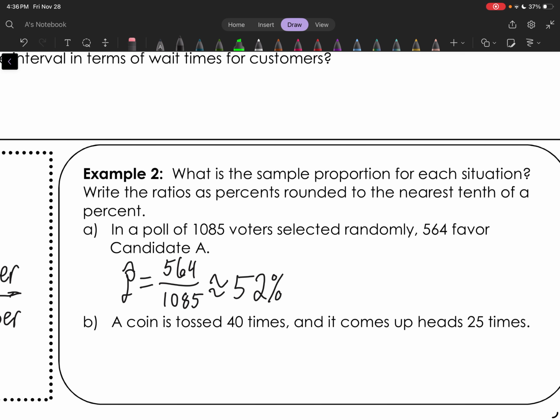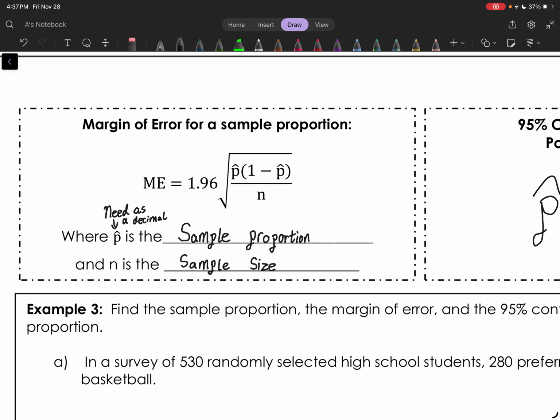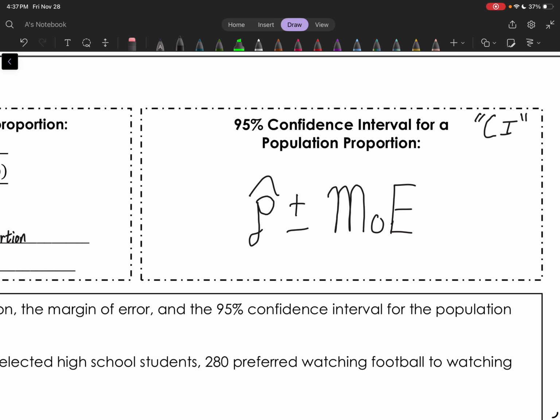Go ahead and pause the video and try part B. Using this is pretty simple. Moving on. For a sample proportion, we have margin of error and we have confidence interval. Margin of error is 1.96 times the square root of our sample proportion times 1 minus the sample proportion, divided by the size. Confidence interval is just your p-hat sample proportion plus or minus the margin of error.